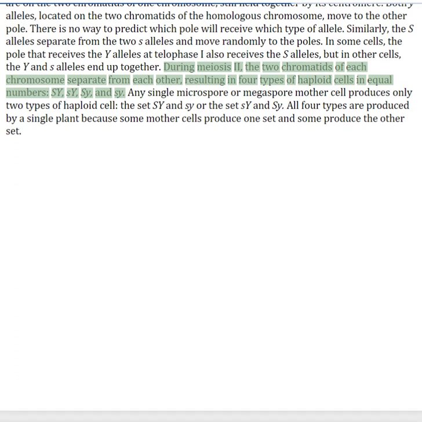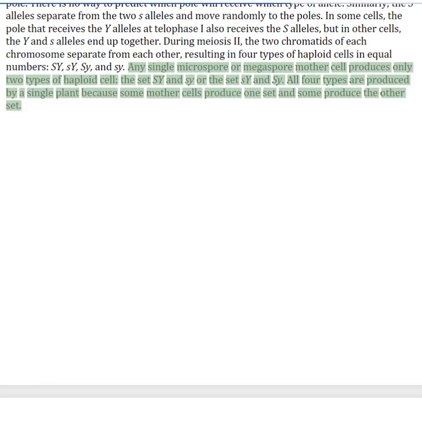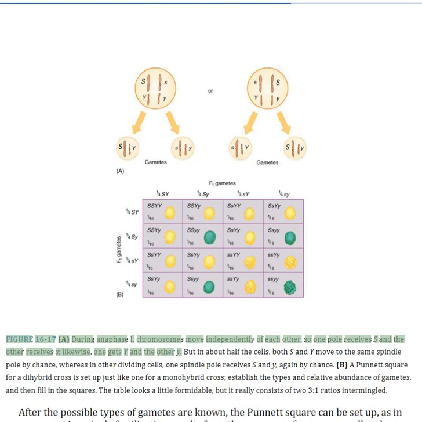During meiosis II, the two chromatids of each chromosome separate from each other, resulting in four types of haploid cells in equal numbers: SY, Sy, sY, and sy. Any single microspore or megaspore mother cell produces only two types of haploid cell, the set SY and sy or the set Sy and sY. All four types are produced by a single plant because some mother cells produce one set and some produce the other set.